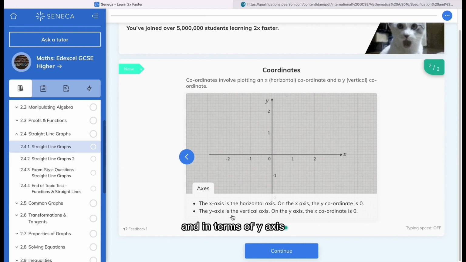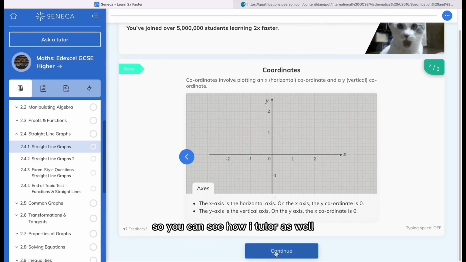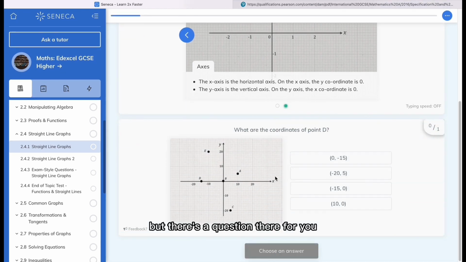And the y-axis is the vertical axis. On the y-axis the x-coordinate is 0, because if you look throughout the whole way, the x doesn't change. Are we moving anywhere horizontally? No, so the x remains the same. So I'm doing a little bit of teaching at the same time, so you can see how I tutor as well. But there's a question there for you.